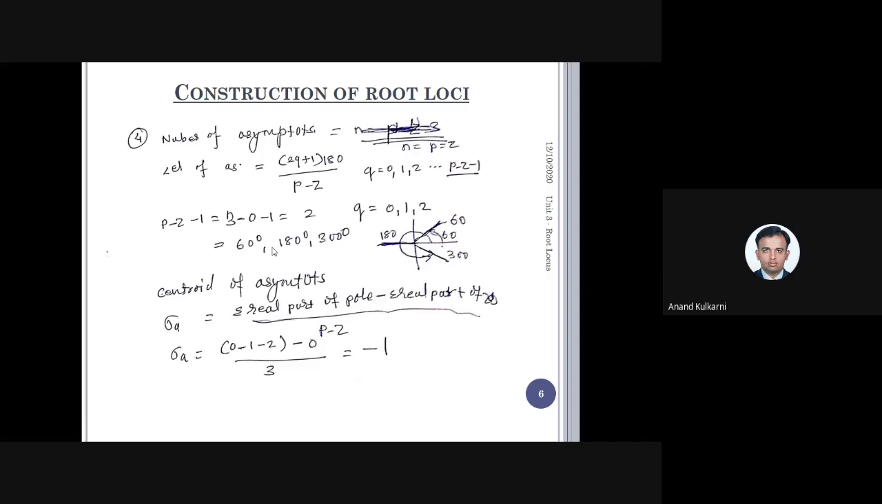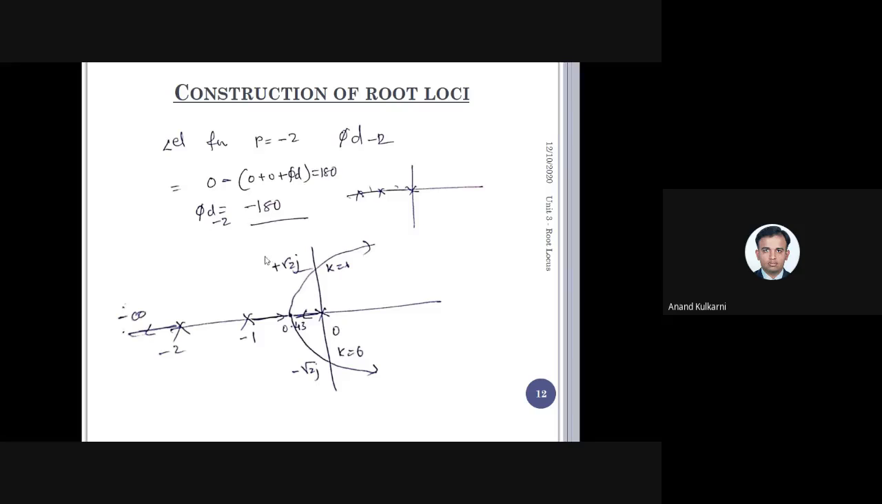Rule number 4. Yes. In rule number 4, the starting point of the asymptotes is -1, and there are 3 asymptotes: 60, 180, 300. So the starting point of the asymptotes is -1. Here I forgot to draw them. There is one line like this, 60 degrees in the counterclockwise direction. One line like this, 180 degrees in the counterclockwise direction. Another line like this, 300 degrees in the counterclockwise direction, which is -60.